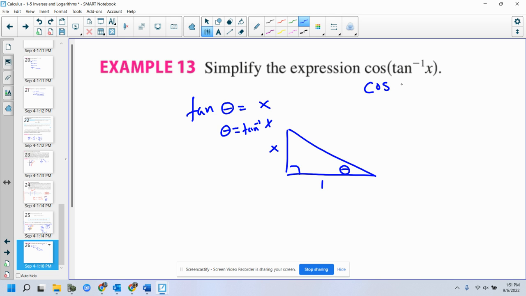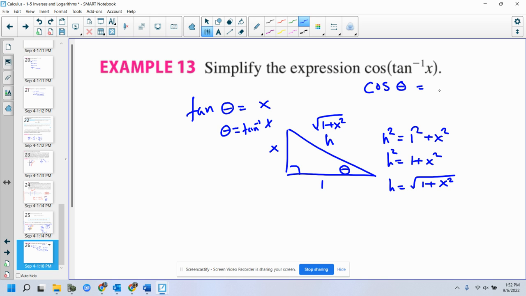So all I really want to find is cosine theta. Cosine theta is adjacent over hypotenuse. I just have to figure out what my hypotenuse is. Let's call it h. H squared is equal to 1 squared plus x squared. So h is equal to the square root of 1 plus x squared. They wrote it as x squared plus 1, but same thing. So when I go to evaluate the cosine, the adjacent is 1. The hypotenuse is the square root of 1 plus x squared.